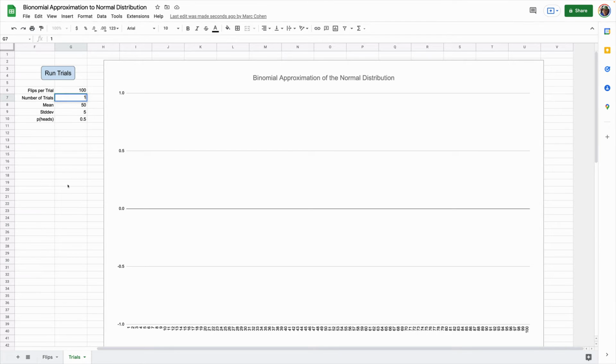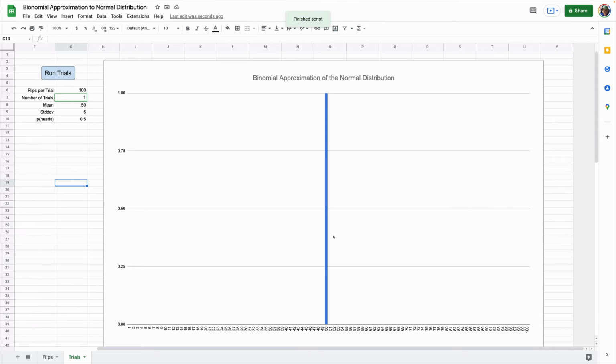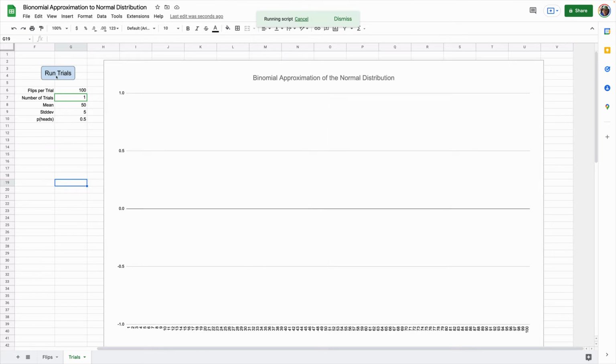So let's do one trial. That's basically like what I showed in the previous sheet. We're going to flip a coin 100 times and stop. Let's run that trial. And this tells me that the outcome was exactly 50. And that happened one time, which makes sense because we ran only one trial. Let's run another trial. And now the outcome again was 50, which is kind of surprising to be honest.